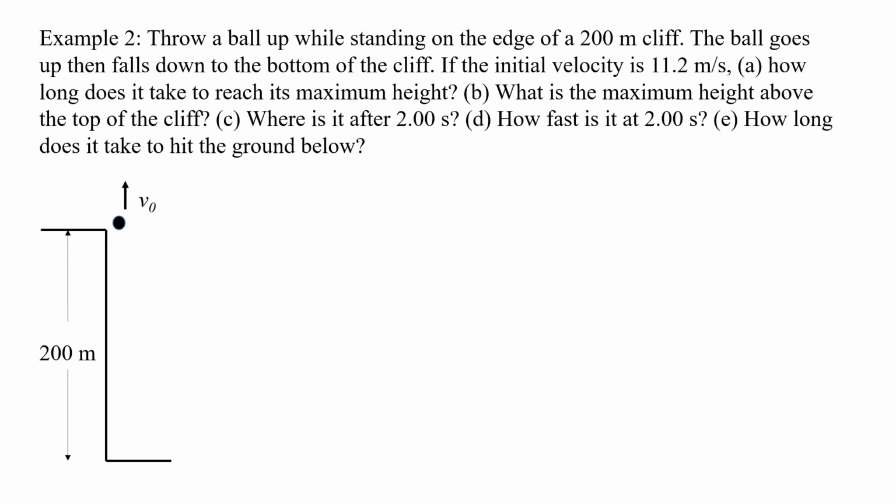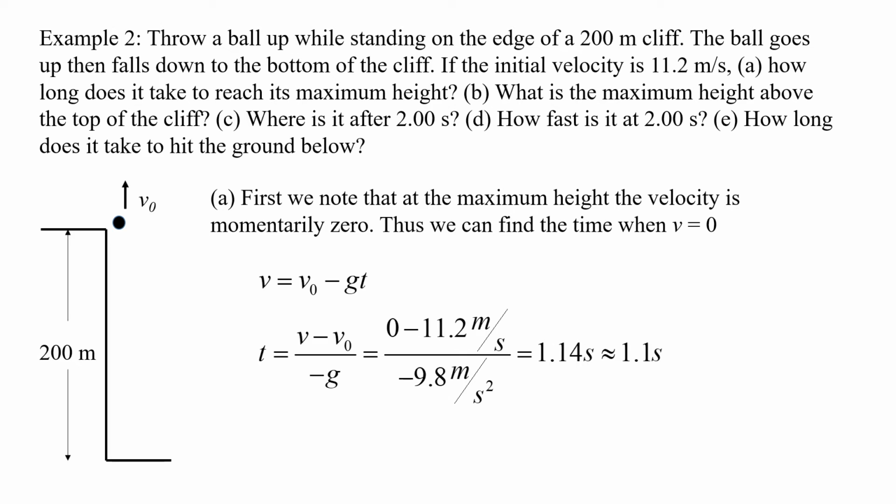Here's another example. Throw a ball up while standing on the edge of a 200-meter cliff. The ball goes up, then it falls down to the bottom of the cliff. If the initial velocity is 11.2 meters per second upward, A, how long does it take to reach its maximum height? B, what is the maximum height above the top of the cliff? C, where is it after 2 seconds? D, how fast is it at 2 seconds? And E, how long does it take to hit the ground below? So we're going to go through this step by step.